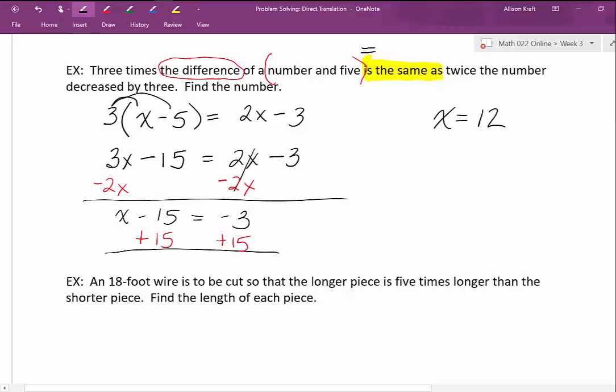Now we want to go back and reread our question to make sure that we've answered it. They're asking us to find the number. What did x represent for us? Well, it represented the number. x equals 12 is our solution.